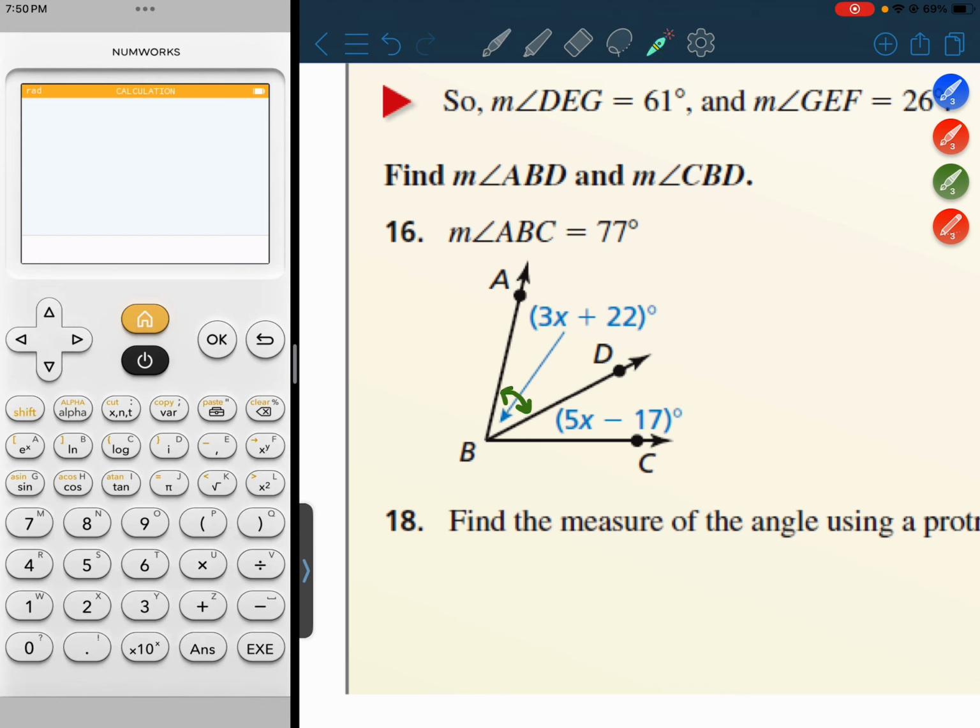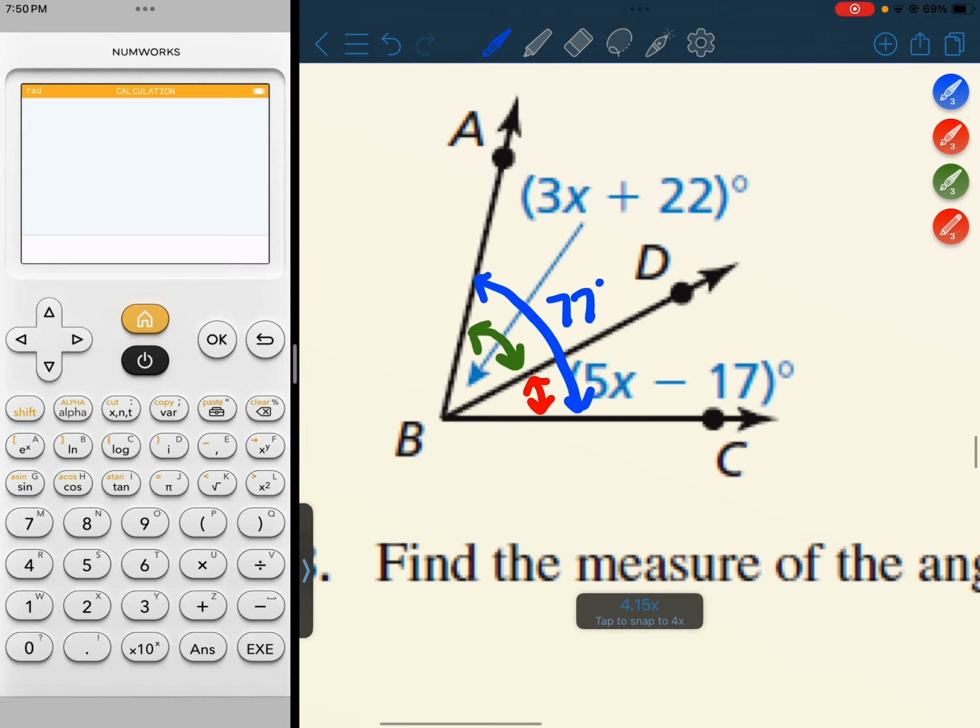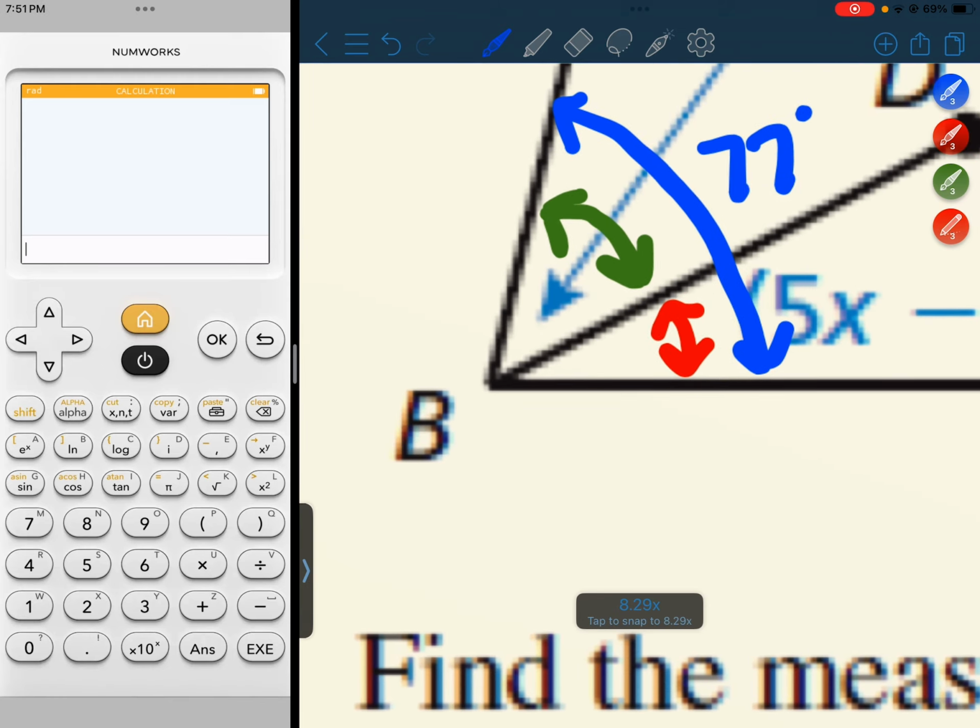And we also want to find the measure of angle CBD. CBD is this angle right here. I'm going to go ahead and color code that red. The only information we're given is that the measure of angle ABC, that's the whole thing, is 77 degrees. So let's label the whole thing as 77 degrees.